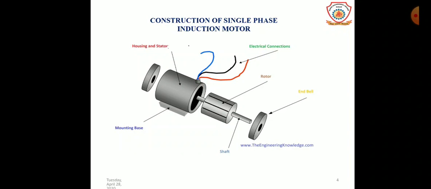Next is construction of single phase induction motor. Single phase induction motors generally have a construction similar to that of a three phase induction motor. These are the different parts of a single phase induction motor, where we have housing and stator. Feet are provided to the stator for mechanical support. An electrical connection is also provided on the top of the stator. Inside the stator, the rotor is placed and then the shaft, and all these parts are connected with the end rings.